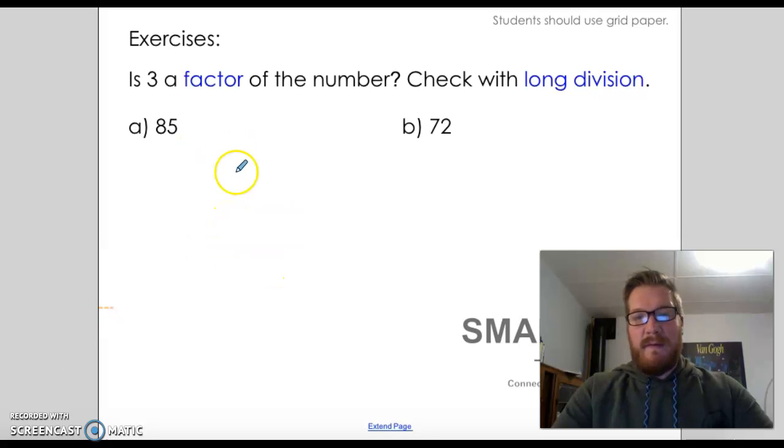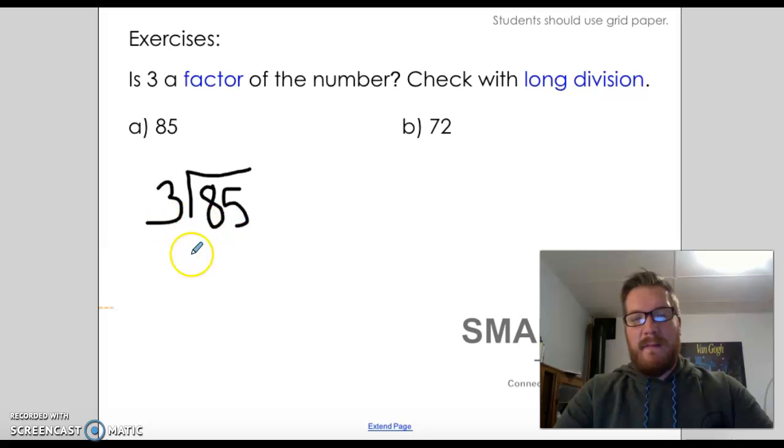And so again, we're going to do some checking here. If 3 is a factor of the number, so we have 3 going into 85. We will talk about some easy tricks to figure out if 3 is going to be a factor of a specific number. In this case, no, it's not going to be a factor of 85.